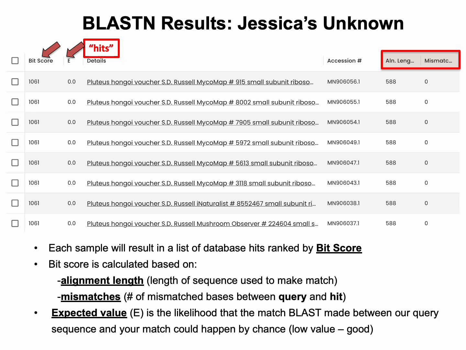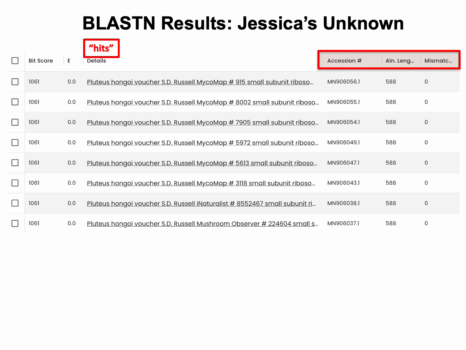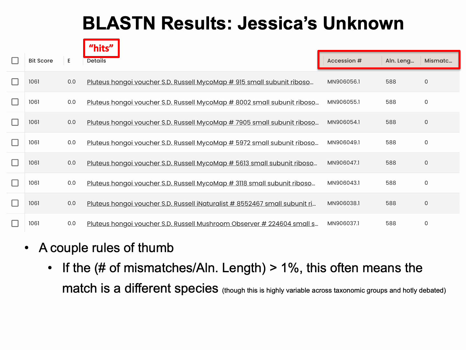You can also see this E value or expected value. This is the likelihood that the match or the hit that BLAST made between our query and that sequence happened by chance. So the lower this value is, the better it is. And typically these values are way, way, way below 0, which means it's not by chance that the hit matched your consensus sequence. A few quick rules of thumb regarding BLAST hits.